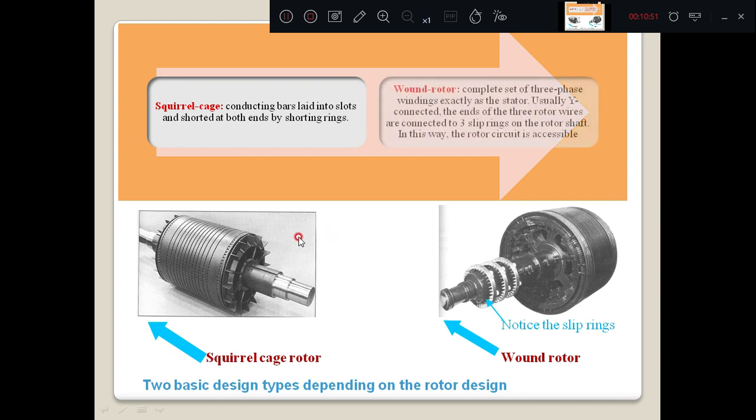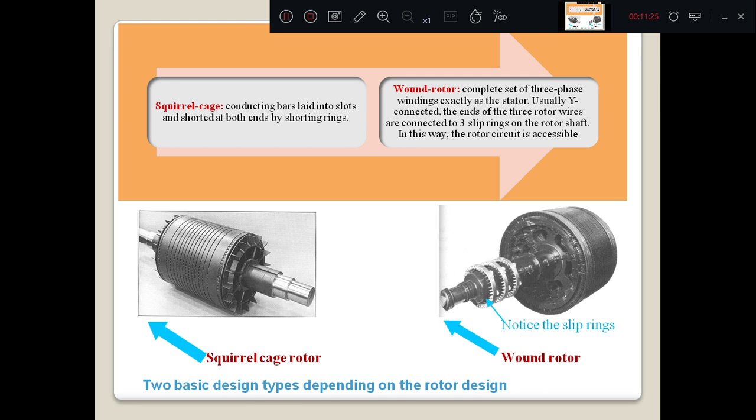Then another one is the wound rotor. The wound rotor construction is similar to the stator. Here also you have got a three-phase winding, and those windings are brought outside through slip rings. You can see here 1, 2, 3 slip rings. It is a three-phase star connected winding in the rotor also, and these windings are brought outside through slip rings, and externally it is short circuited through resistance.